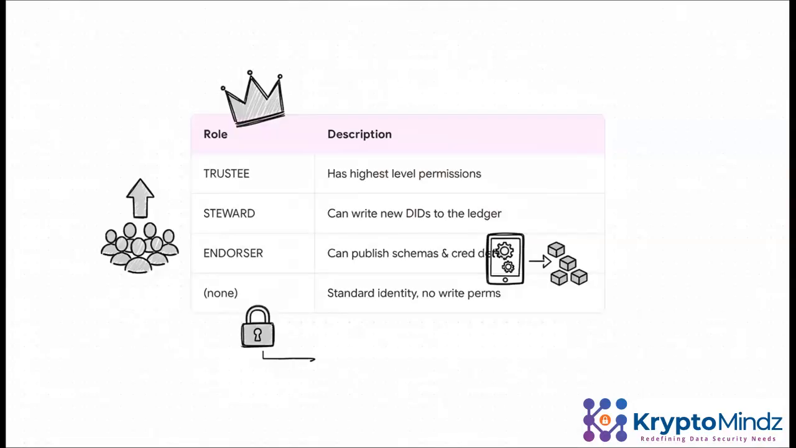And it's important to know that not all these DIDs are created equal. They have different roles, kind of like job titles in a company. A trustee is like the CEO with the highest level of permission. A steward is like HR. They can help onboard new users. An endorser, which is the role our Ministry of Agriculture has, has one specific job: to publish those schemas and credential rules we just talked about.